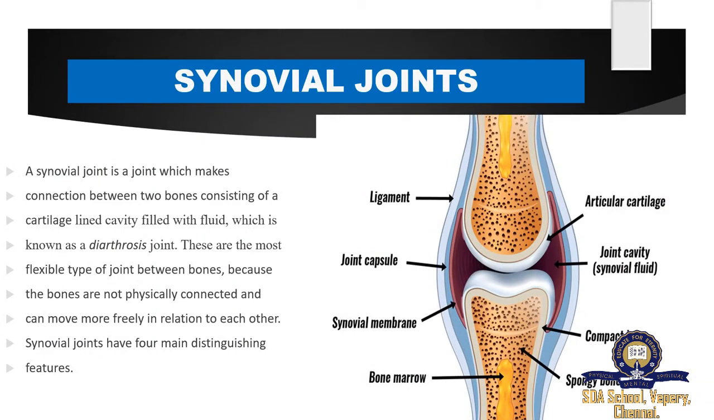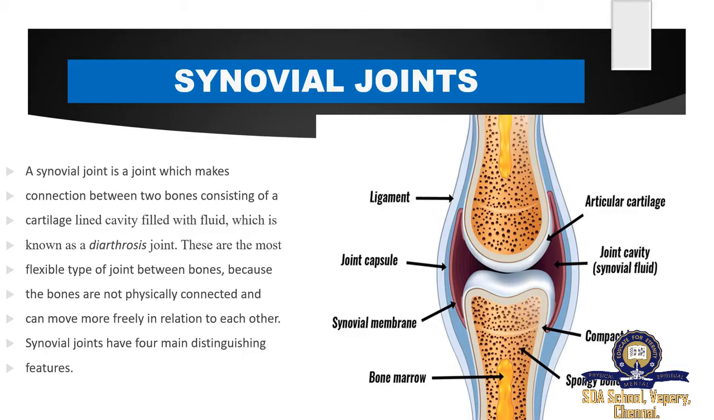Synovial joints are a very important joint which makes a connection between two bones, consisting of a cartilage-lined cavity filled with fluid. Actually, this type of joint we have in our knee. Knee joints are synovial joints. It is the most flexible type of joint between bones because these bones are physically connected and can move freely in relation to each other. It helps the two bones move freely.